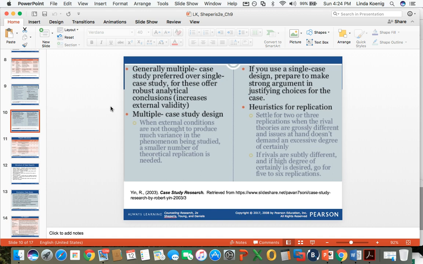So normally we want to use a multiple design over a single case design. If we use a single case, be prepared that there's going to be a lot of questions about whether or not that really is going to represent anything besides the single case that was actually being looked at. So if we have a single case design, then we're going to have to replicate that several times in order to have more confidence in what our findings were.